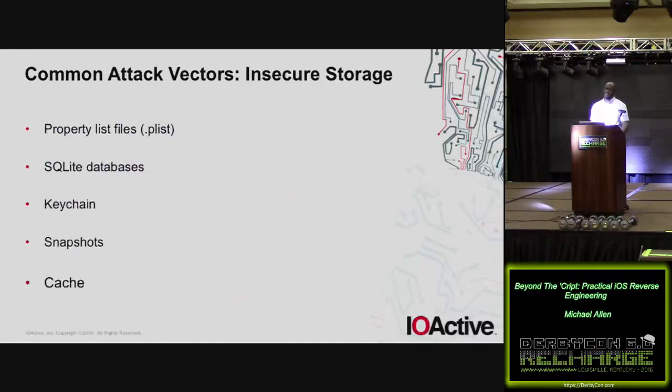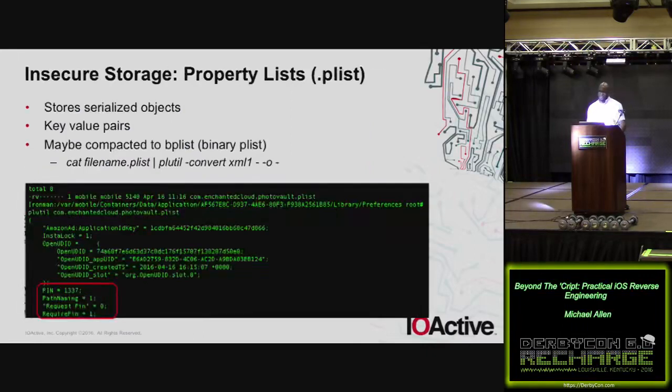Insecure storage, most of the attacks are based on insecure storage. Property list files store serialized objects, key-value pairs. Sometimes they are in binary formats, but you can use the plutil tool to convert that. In this example, Photo Vault is storing the access PIN, my super secure access PIN, in the plist file in plain text, right? So you have information leakage here.